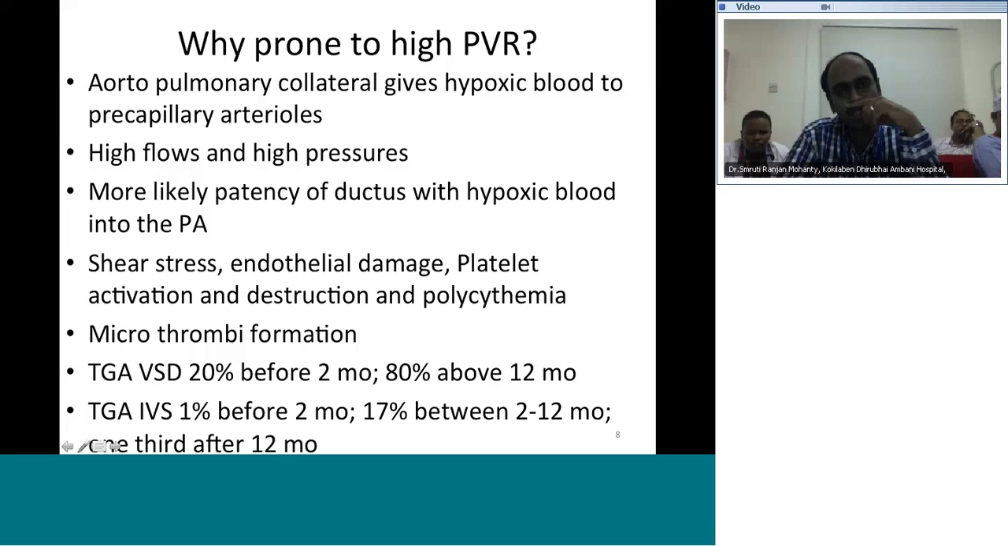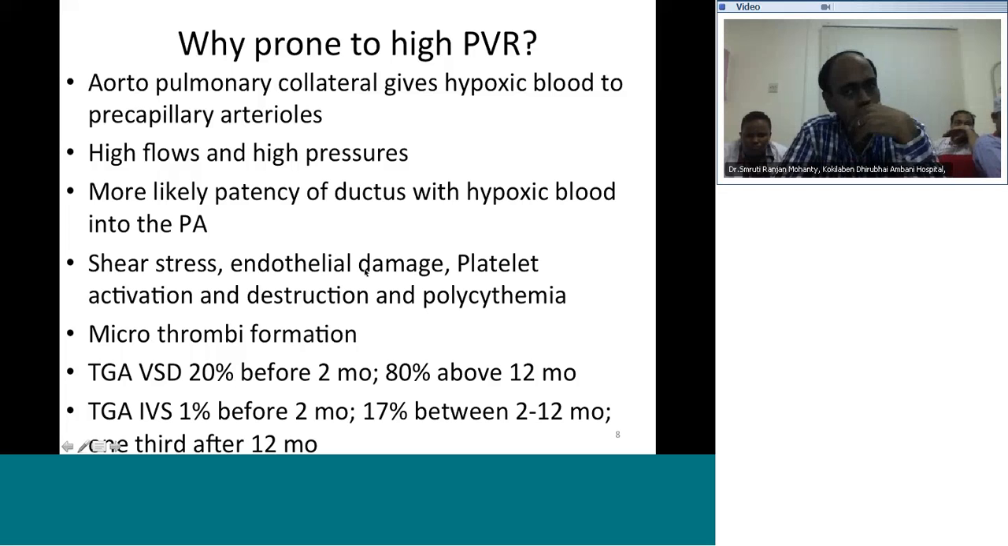Now, in a transposition with the ductus open in the first 2 to 3 days, the hypoxic blood that is coming from the aorta goes through the ductus into the pulmonary artery, and that hypoxic blood further triggers pulmonary vasospasm. So when there is high-flow and high-pressure related endothelial damage caused by shear stress, this endothelial damage results in platelet activation and platelet adhesion, may form microthrombi, and that will release a lot of platelet mediators, which cause further and further pulmonary arteriolar changes.